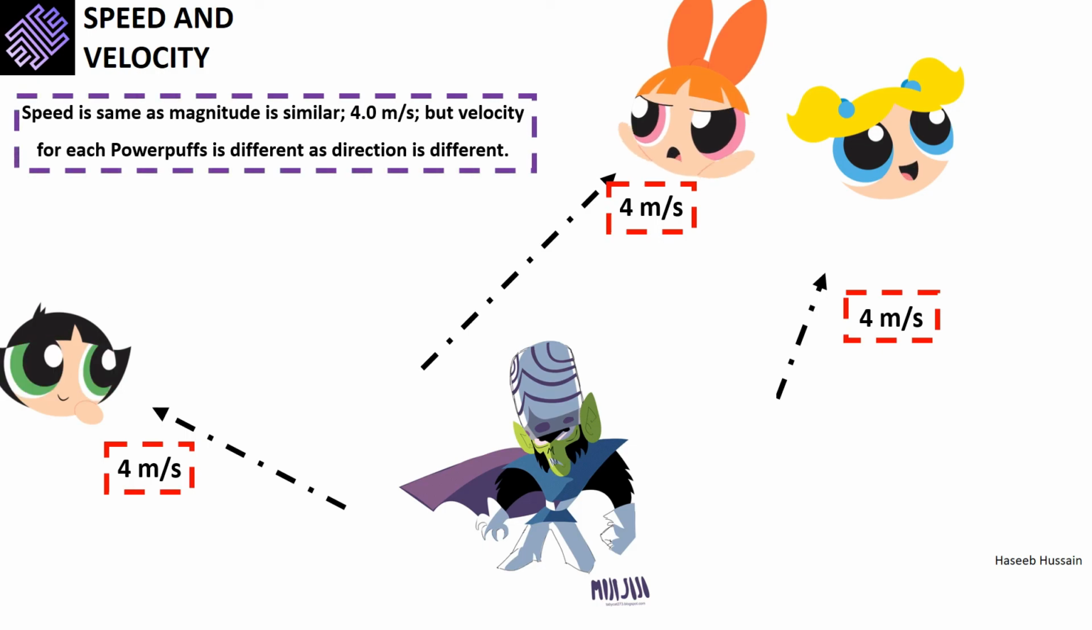Even though the magnitude is the same, the direction is different. Hence, the velocity of every Powerpuff Girl is unique.